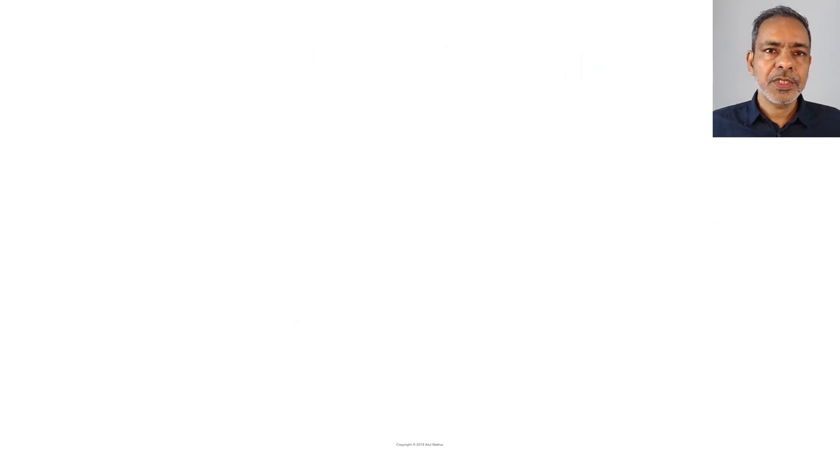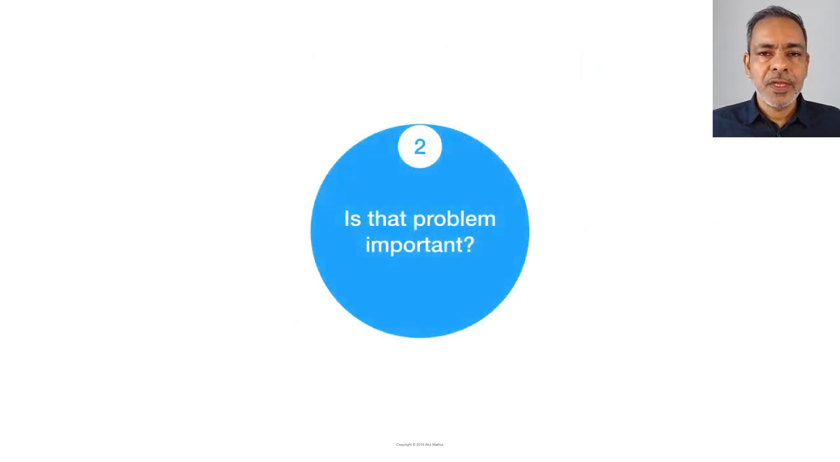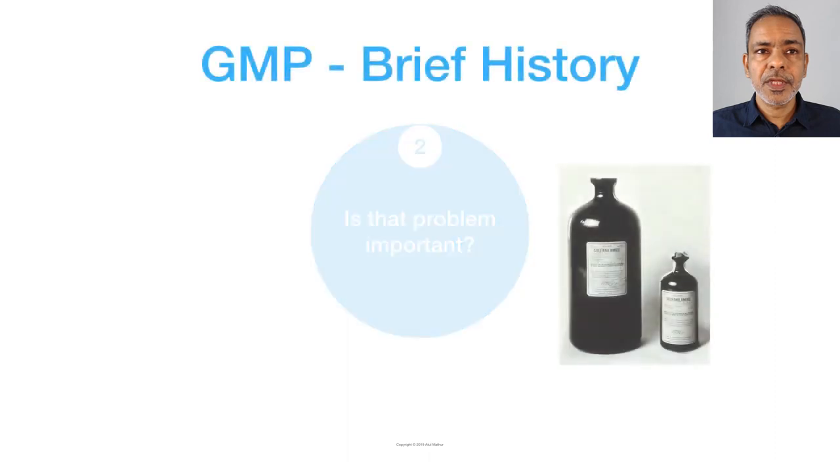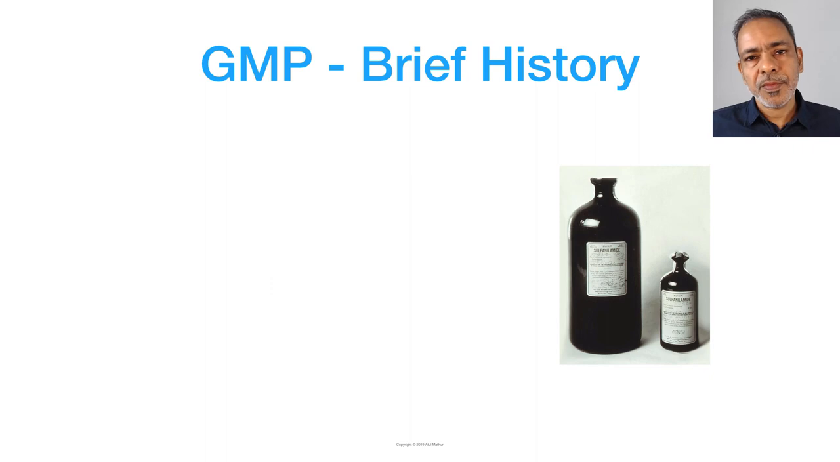So the next question is, is this problem important? Why should an organization pay attention to the quality of its SOPs? Now, if SOPs are of low quality, how does it matter? To answer this question, we need to take a quick glance at the tragic history of GMP.